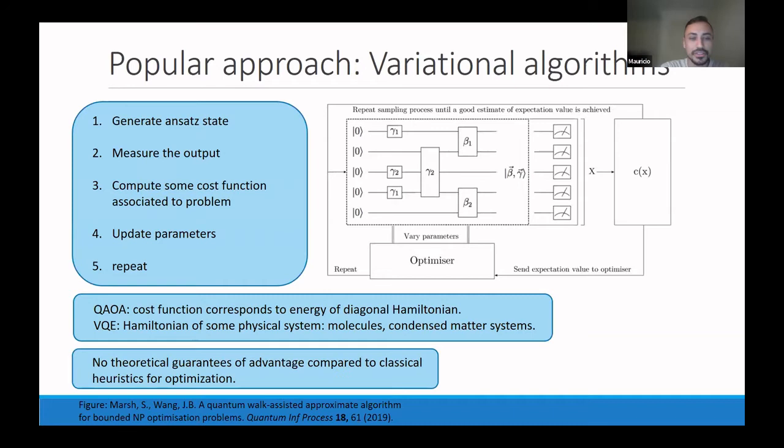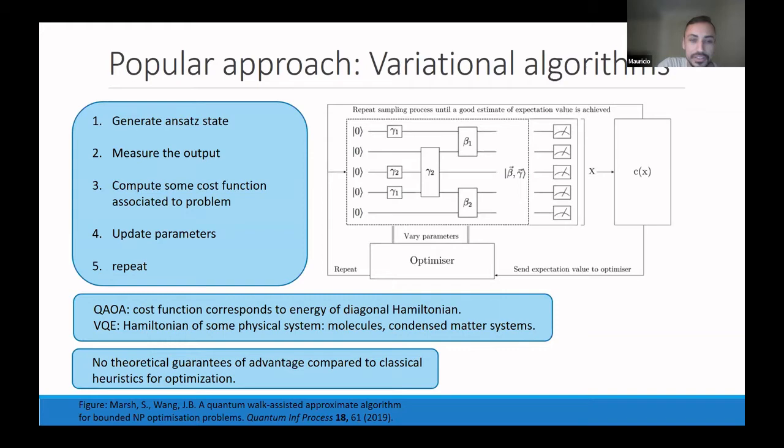Now, the problem that this has is that there are no strong guarantees that there is any advantage with respect to using classical computers. We have no proof that this is actually faster in any way for performing the optimizations, and also, for example, for the optimization of the traveling salesman problem, we have many heuristics in the classical case. So we don't know if we're actually beating all of them by doing this.